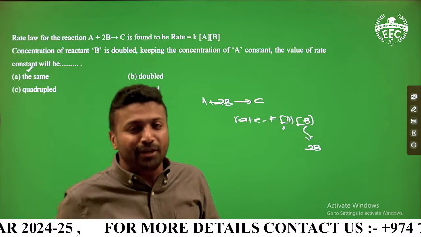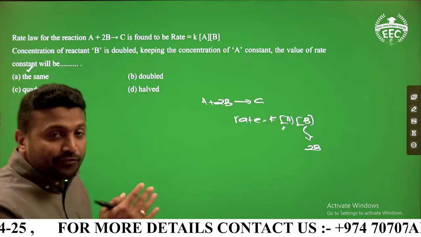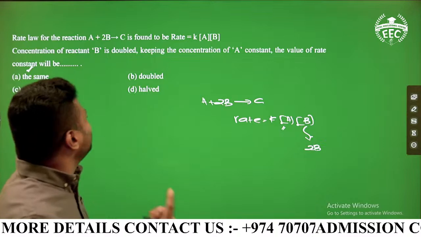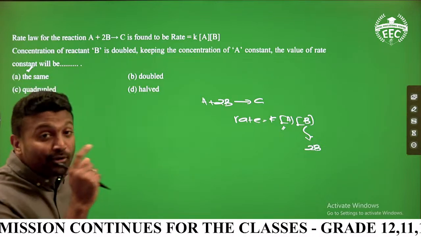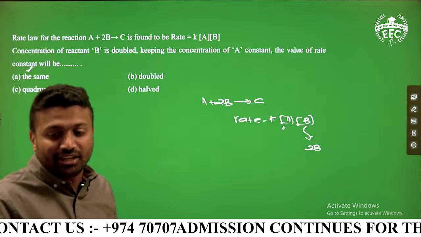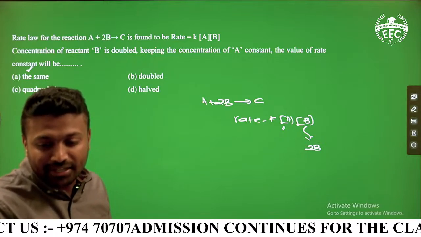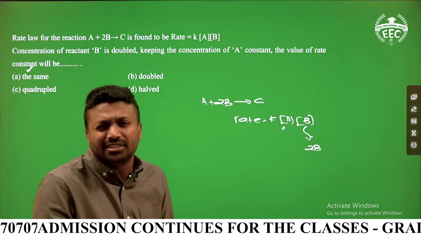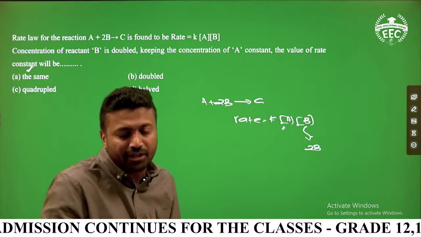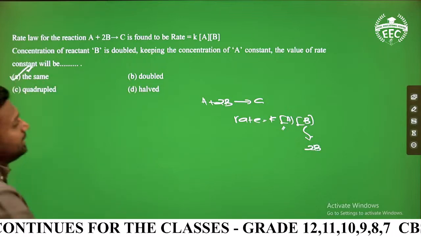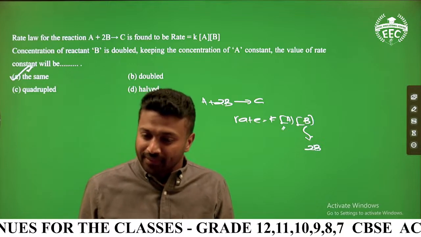People may go with option B because they think that if the concentration of B is doubled, B becomes 2B, so the rate will become 2, but it's wrong. Why? Because here they're asking about the rate constant. It's a constant and depends only on temperature. Whatever change is made in concentration, the rate constant remains constant, depending only on temperature. Go with option A, obviously correct.